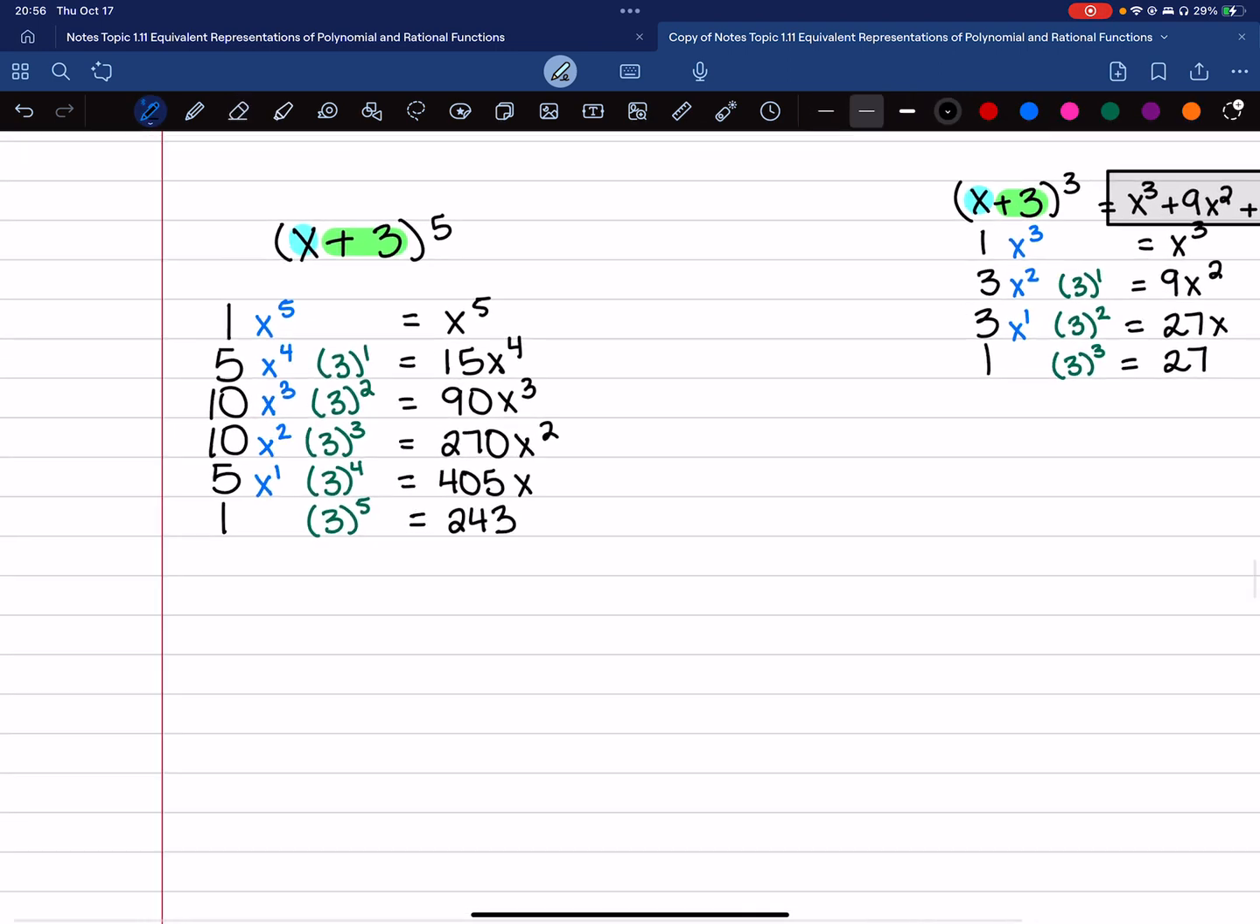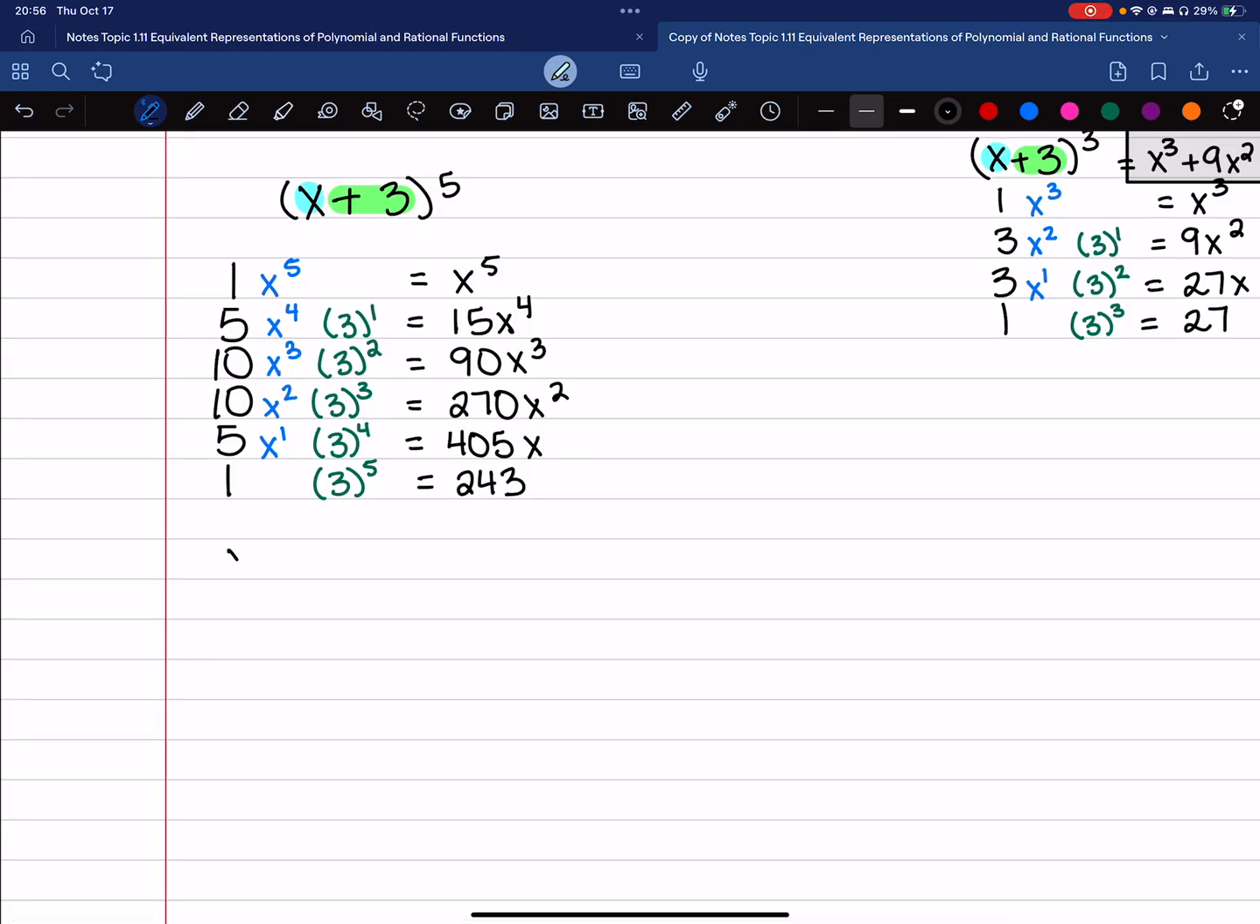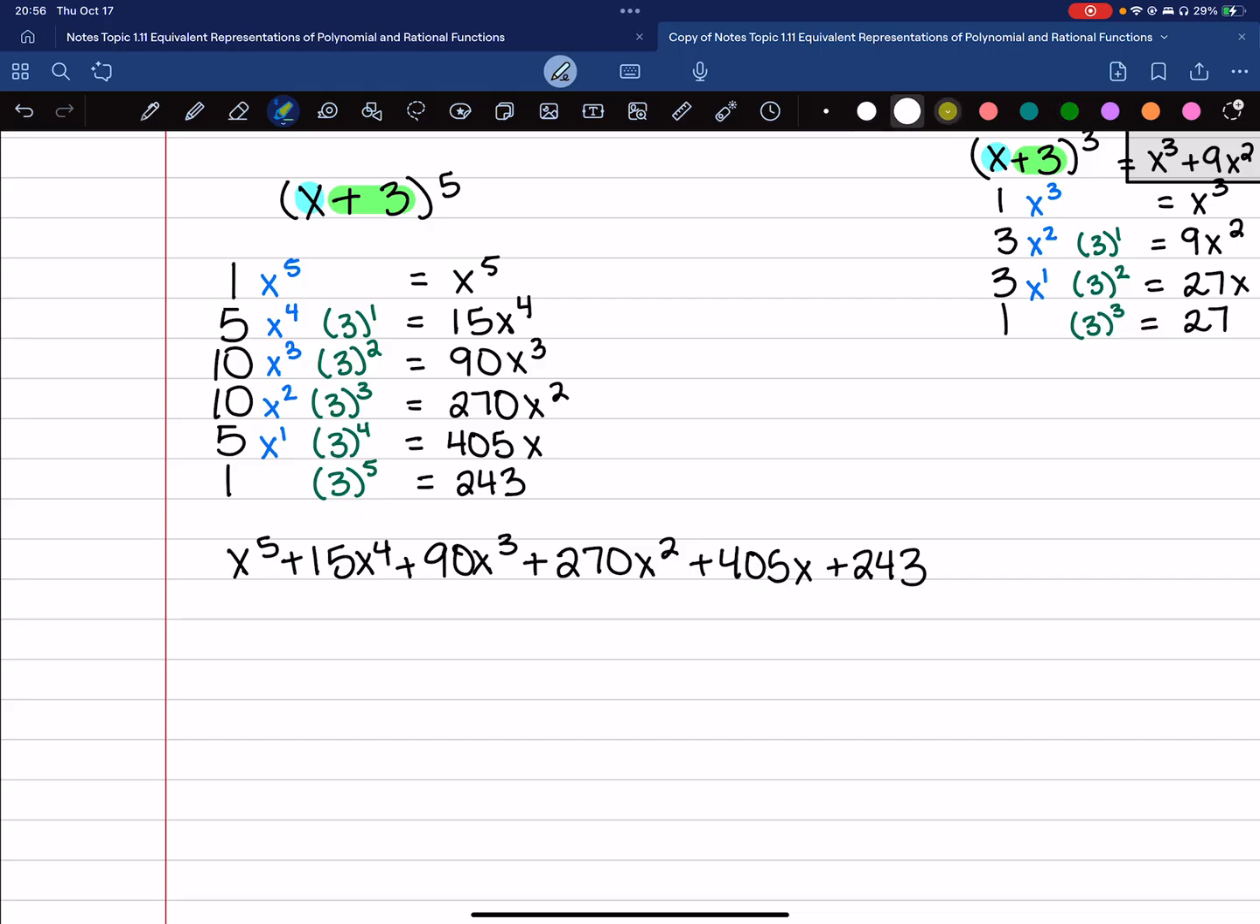So now that we have that, our final answer is x to the 5th plus 15x to the 4th plus 90x to the 3rd plus 270x to the 2nd plus 405x plus 243. And that would be what x plus 3 to the 5th power would equal.